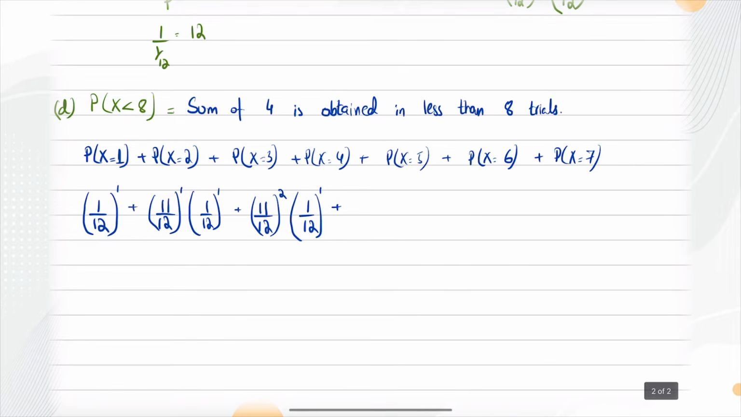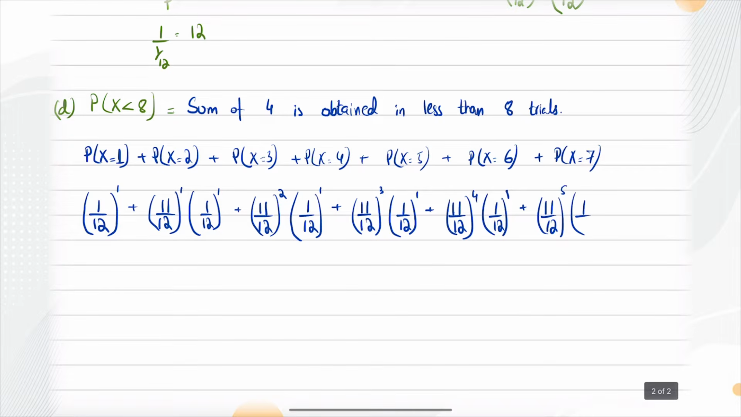And then, what is the probability of getting the sum of 4 in the fourth attempt? (11/12) to the power of 3 into (1/12) to the power of 1. And then just like that, let's do it for 5 as well. That means the first 4 attempts must have resulted in a failure, and then finally, in the 5th attempt, we would have gotten the sum of 4. And then let's do the same for the first 6 attempts. That means the first 5 attempts would have resulted in a failure, and then the 6th attempt finally would have resulted in success.